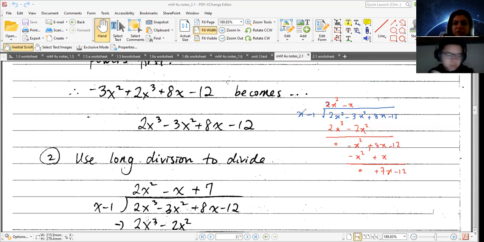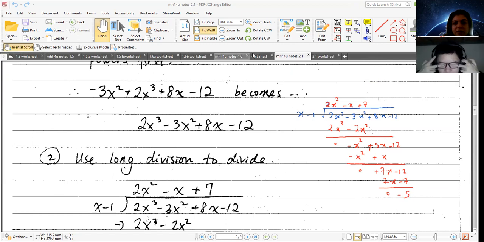Then again, looking at the first one here, you have to multiply that by 7. 7 multiplied by x becomes 7x. 7 multiplied by negative 1 is negative 7. And then you subtract: 7x minus 7x is 0. Negative 12 minus negative 7 is negative 5. So my remainder is negative 5.